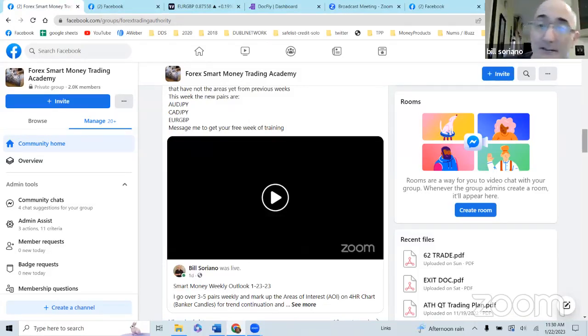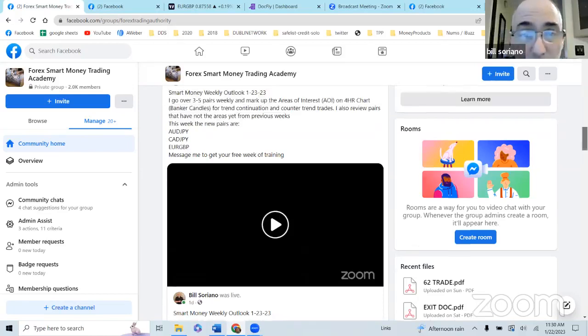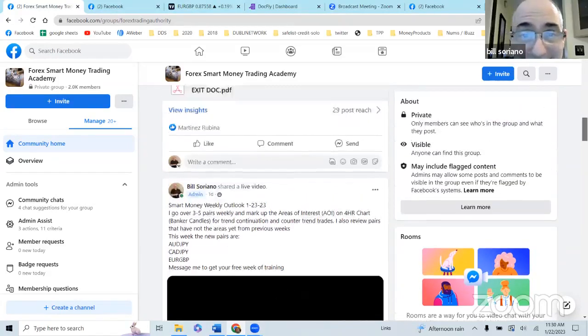Several candlestick patterns, which I'll go over here today when I do the 62 trade, because on the 62 trade, the confirmations are basically the same, except you don't look for the double top, double bottom. I just use the ATH and the candlestick patterns, okay? So without further ado here, let me get into the 62 trade.